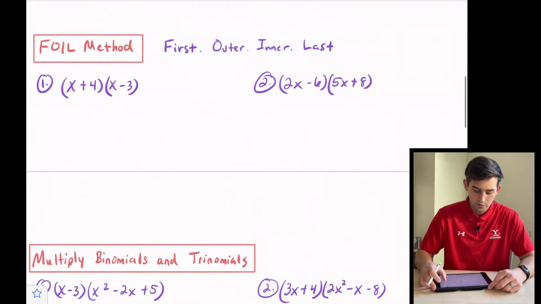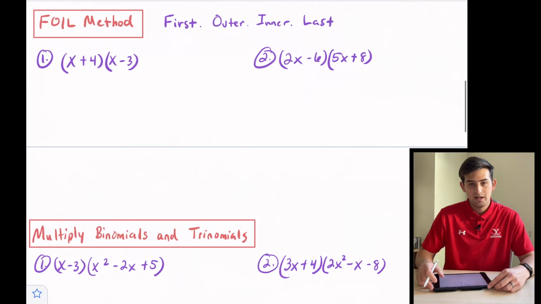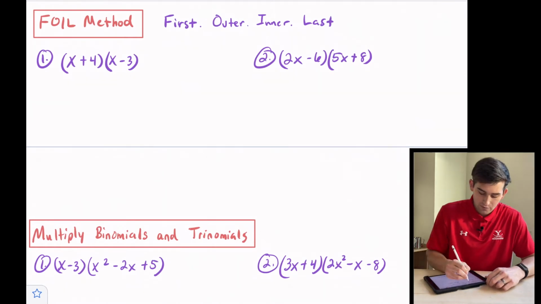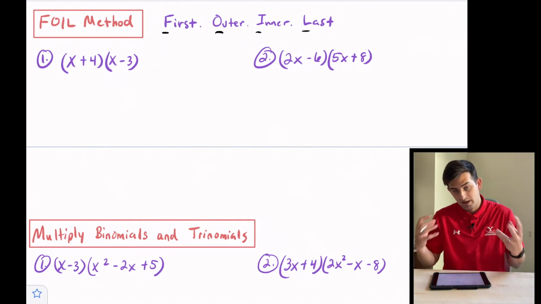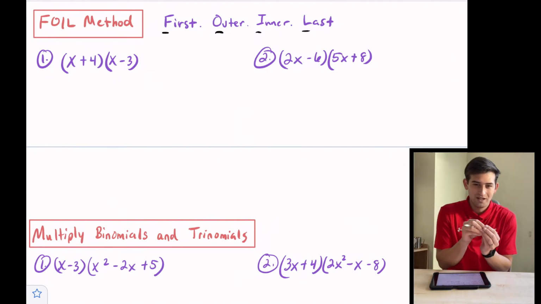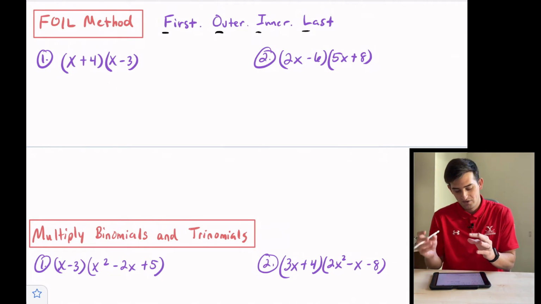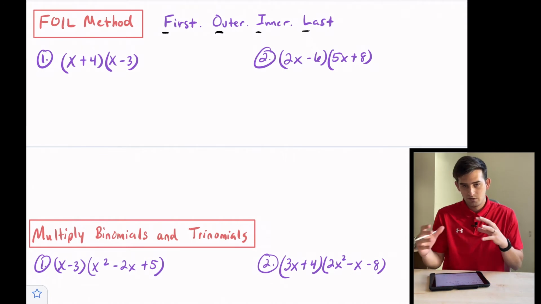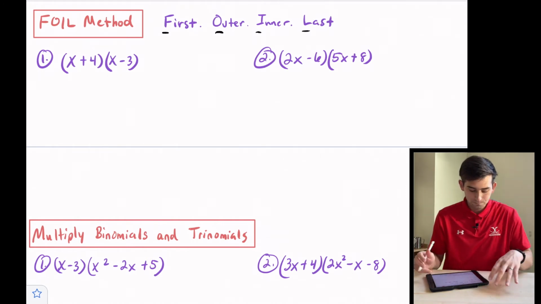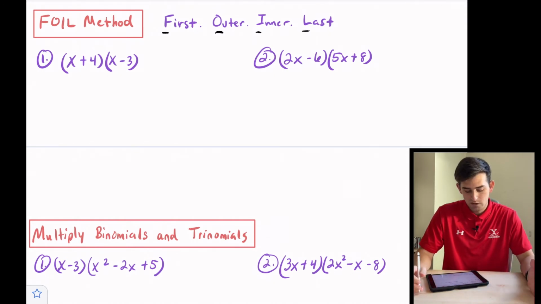All right, let's talk about the FOIL method. So FOIL, F-O-I-L, stands for first, outer, inner, last. So what we're going to do is multiply the two first terms, the two outer terms, the two inner terms, and then finally the two last terms. So I'll show you what this is going to look like by drawing some arcs between the two terms that we're multiplying. So we're going to start over here with number one, x plus 4 times x minus 3.